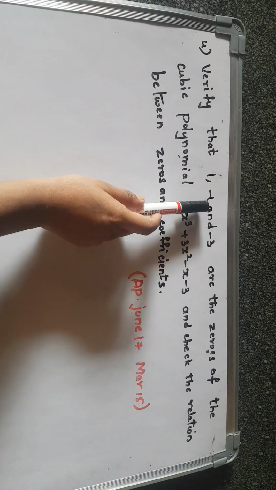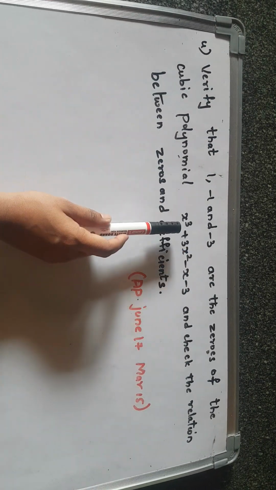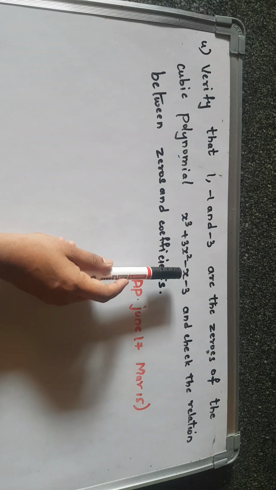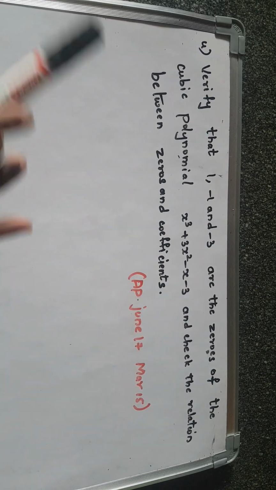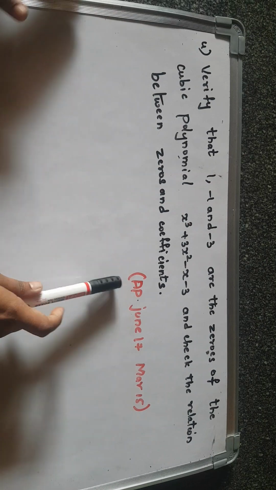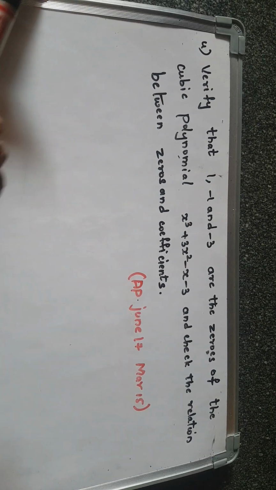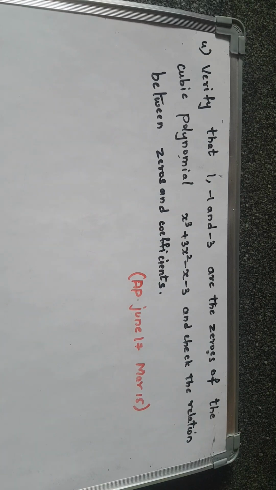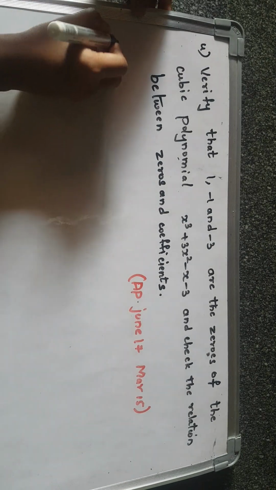Verify that 1, minus 1 and minus 3 are the zeros of the cubic polynomial x cube plus 3x square minus x minus 3, and check the relationship between zeros and coefficients. This is a very important question, it appeared in March and June, AP June 17 and March 15. These 2 years it has come. This is a very important question. Let us continue. Now, what is the polynomial given?